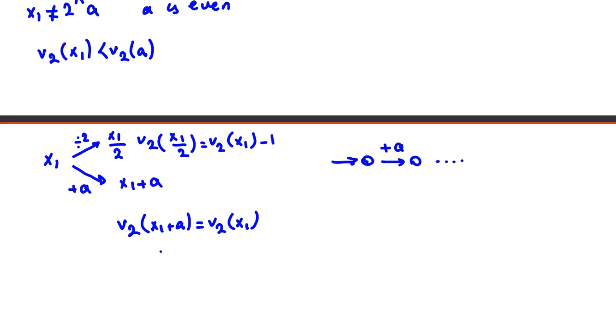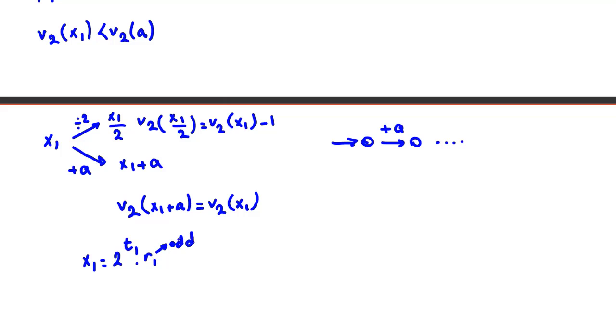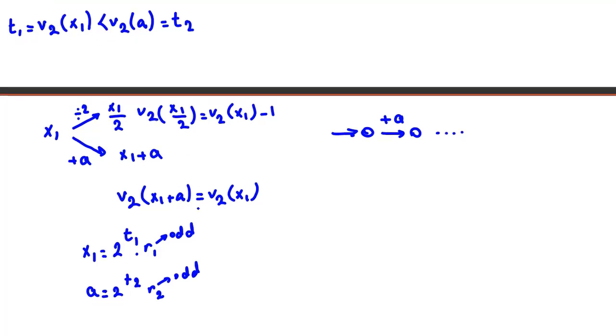Let's prove this one. Because v2 of x1 is less than v2 of a, we can say x1 is 2^t1 times r1, where r1 is odd, okay? It means we consider it as t1. And now consider it as t2. So a is 2^t2 times r2, where r2 is odd. And we know t2 is greater than t1, okay, from here.